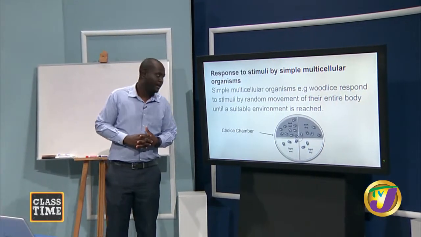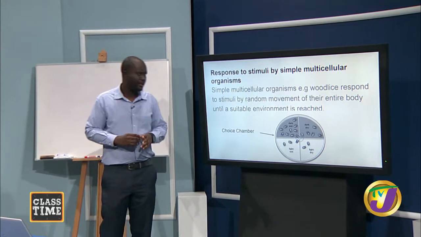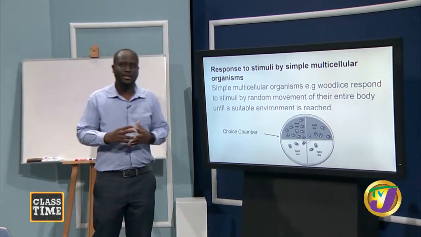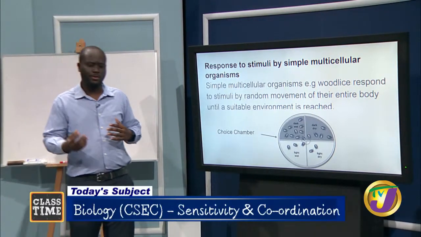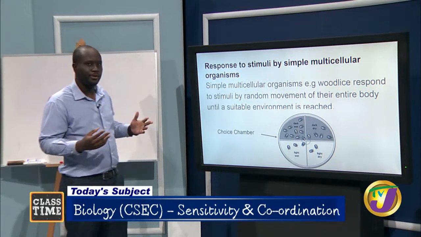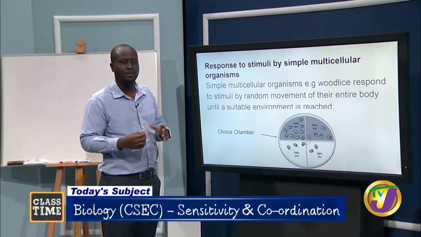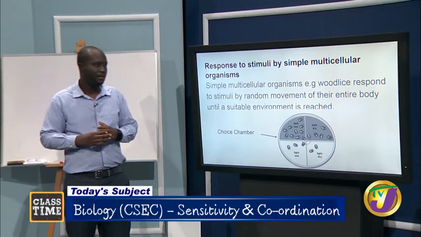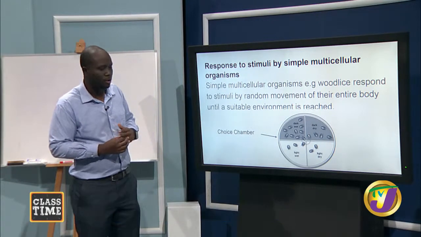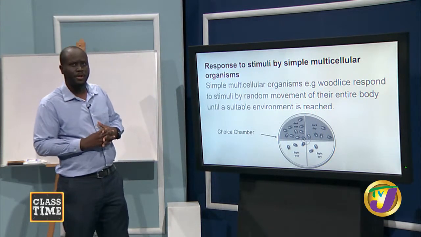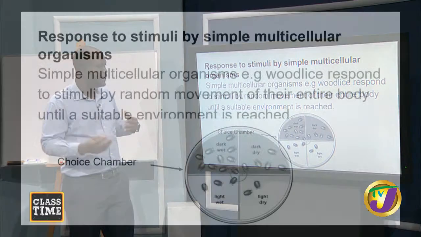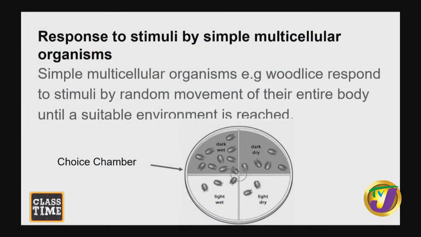Welcome back. So we were at the point where we're looking at how unicellular organisms or invertebrates respond to stimulus as opposed to plants. Unicellular organisms, like the amoeba, will respond to stimulus by moving towards it or away from it using their pseudopodia. But multicellular organisms, like the wood lice, respond to stimulus by moving their entire body in a random fashion until they find a suitable environment, right? And this is called kinesis.